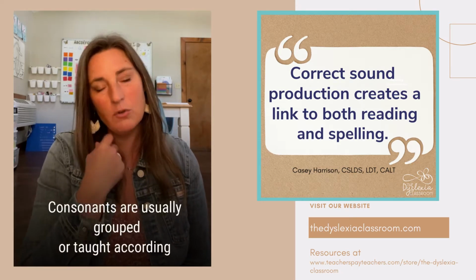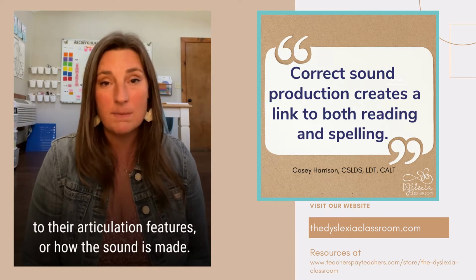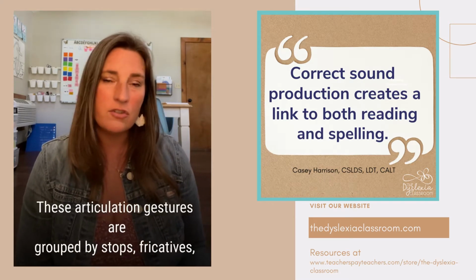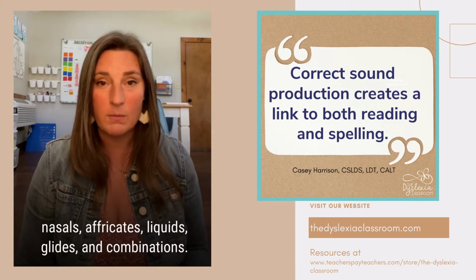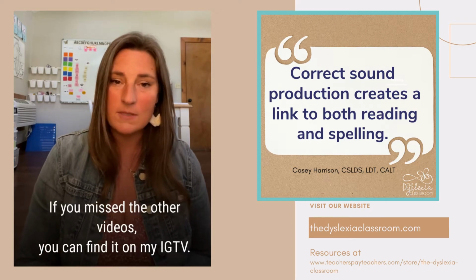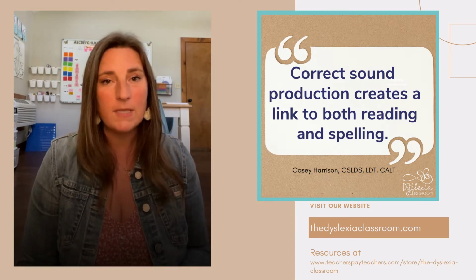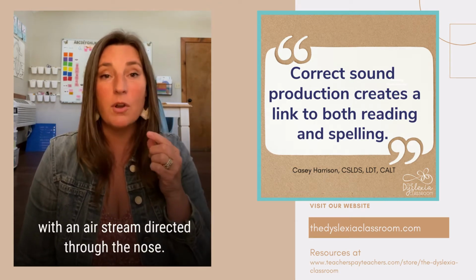Consonants are usually grouped or taught according to their articulation features, or how the sound is made. These articulatory gestures are grouped by stops, fricatives, nasals, affricates, liquids, glides, and combinations. And if you missed the first few videos, you can check them out on my Instagram TV or on my website. But nasals are those sounds that are produced with an airstream that's directed through our nose.